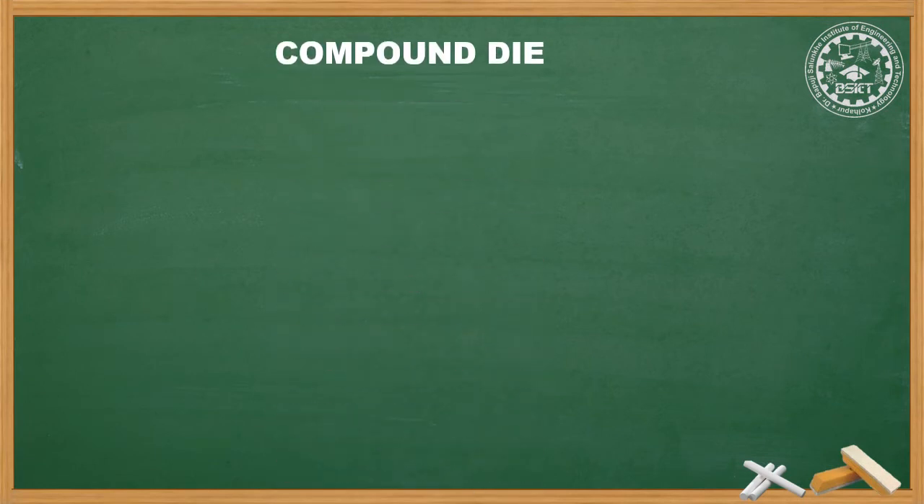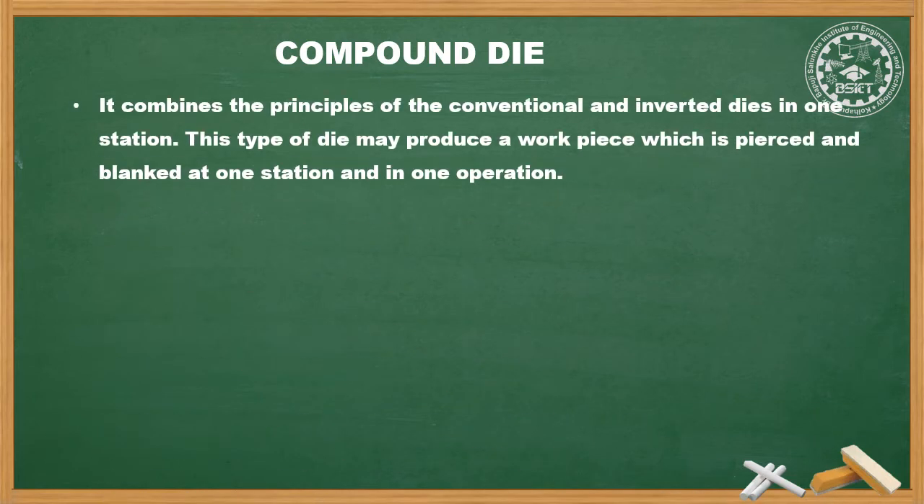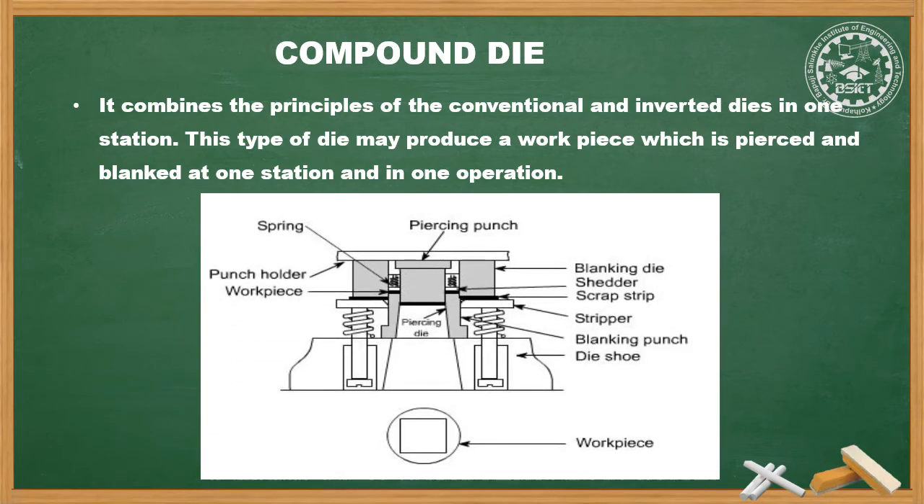The next type is the compound die. The compound die combines the principle of conventional and inverted dies in one station. This type of die may produce a workpiece which is pierced and blanked at one station and in one operation. The piercing punch is fastened in the conventional position to the punch holder. The figure below shows a compound die and the workpiece. The workpiece obtained is one in which both blanking and piercing operations are carried out.